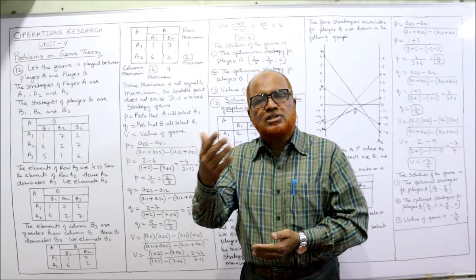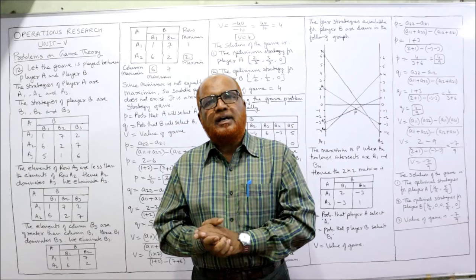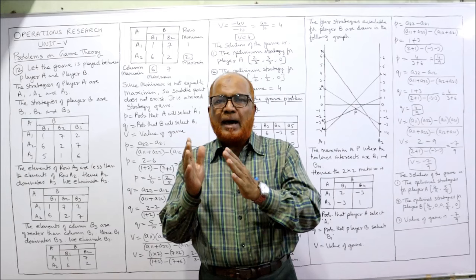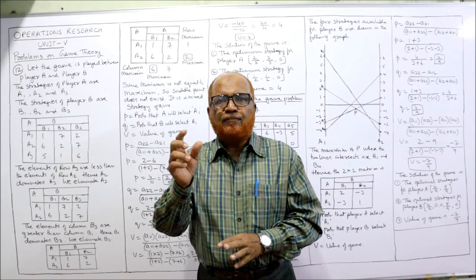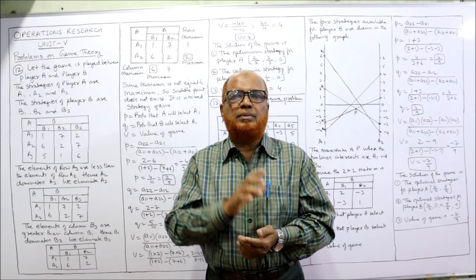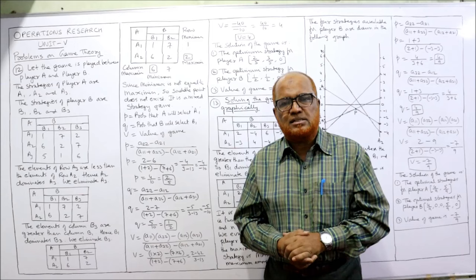Now, already we have done the problems on pure strategy and mixed strategy games. The pure strategy game will exist whenever a saddle point exists. When maximin is equal to minimax, a saddle point exists. It's a pure strategy game. If a saddle point does not exist, it is a mixed strategy game, where we have to find out the probability that player A will select A1 and player B will select B1. What is the probability? A combination of strategies will be adopted in mixed strategies. Already we have done this in the last video.